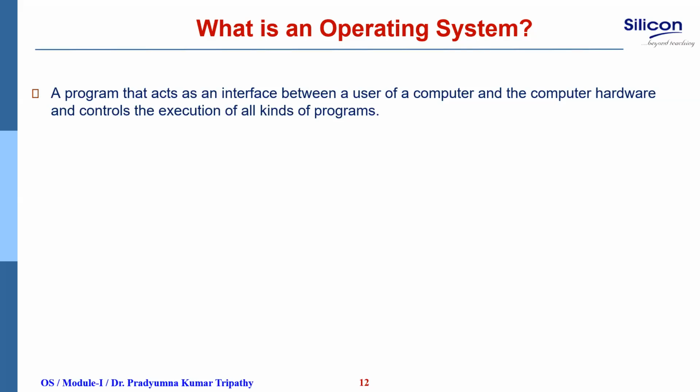So you have two levels. The actual work is done by the computer hardware. The user is giving the instruction over there, and the operating system controls the execution of all these. It controls how your user instruction will get executed by the computer hardware.